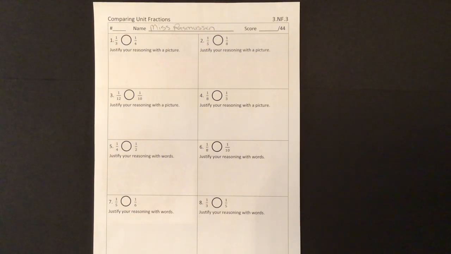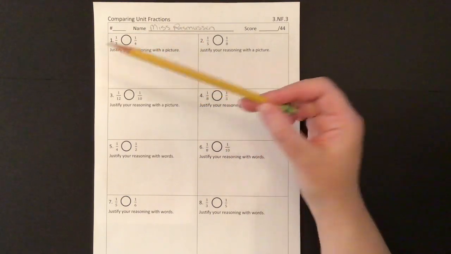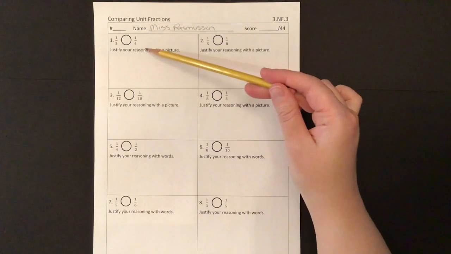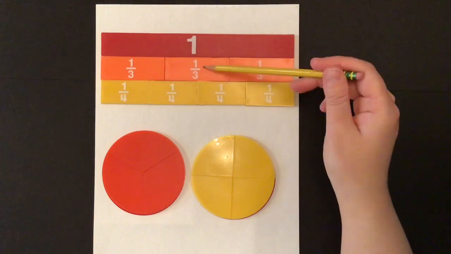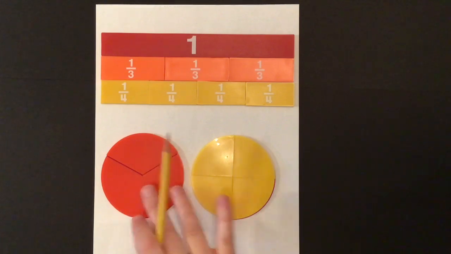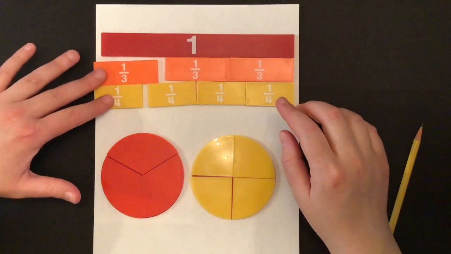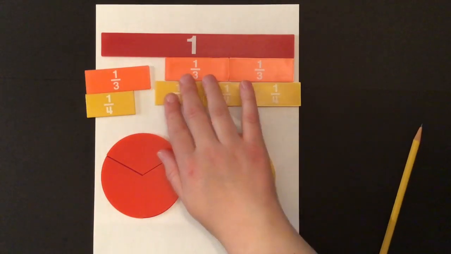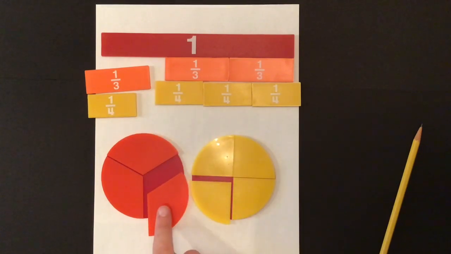As you can see, we're comparing 1/3 compared to 1/4, and we're also supposed to justify our reasoning with a picture. Let's remember our fraction manipulatives. And you can see that we have a whole, we have our thirds, and we have our fourths. And down here with our circle fractions, we also have thirds and fourths. You can easily see that 1/3 is larger than 1/4. You can see that this piece is smaller. Same thing with the circle fraction pieces. 1/3 is larger than 1/4.